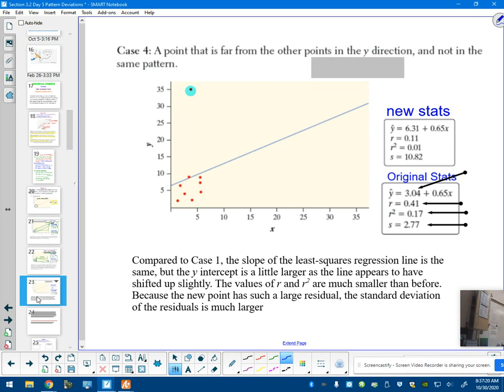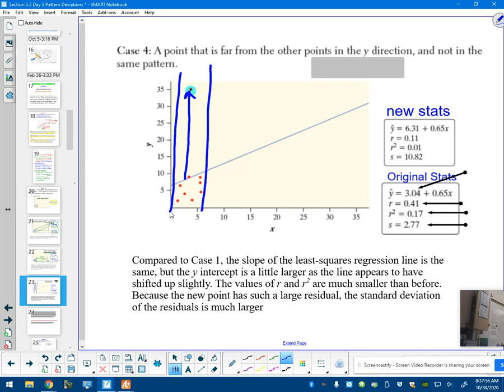All right, so now here's case 4. You see how this guy, if you look to the left and to the right, he's not really very far away left and right compared to the other points, agreed? But boy, does he have a what? Really big residual. He's adding a lot of error. Remember, residuals are the unexplained errors. Residuals are the things that we can't explain, and boy, did he add a whole bunch of what we can't explain.